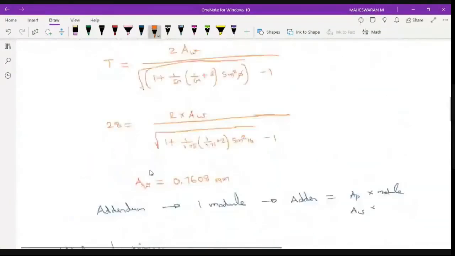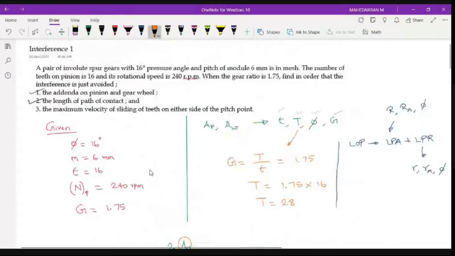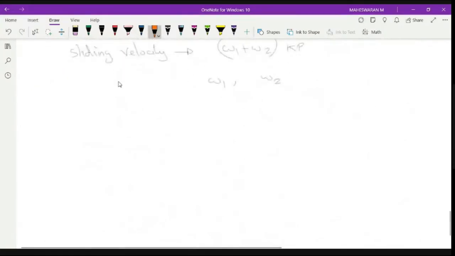What are the data available for that? They are given RPM, and we use the 2 pi n by 60 formula. Is this RPM for the pinion or the wheel? It is for the pinion. So for the pinion, they are given 240 RPM.